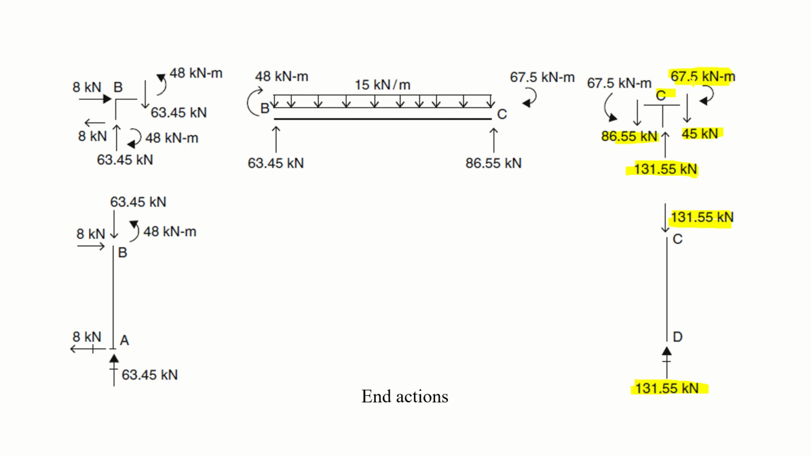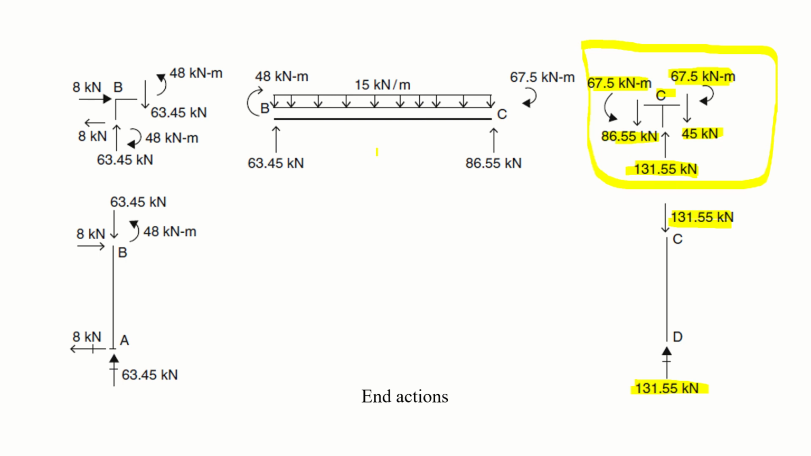Similarly, this 67.5 kilonewton meter is acting clockwise, so its reaction will be in the anti-clockwise direction. Now you have balanced the joint C. So going to member BC, just apply these forces and moments in the opposite direction. For example, this counterclockwise will be clockwise, and this downward will be upward. Now just make this member in equilibrium, and it is very simple.